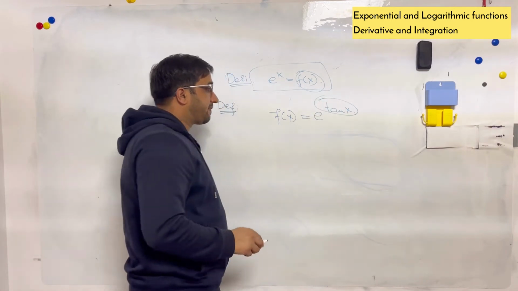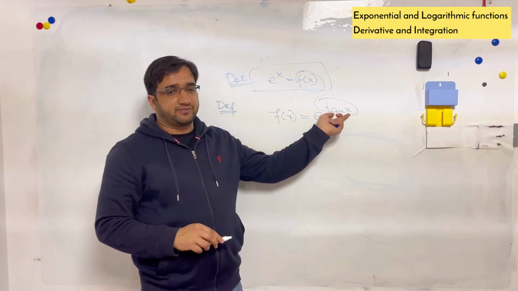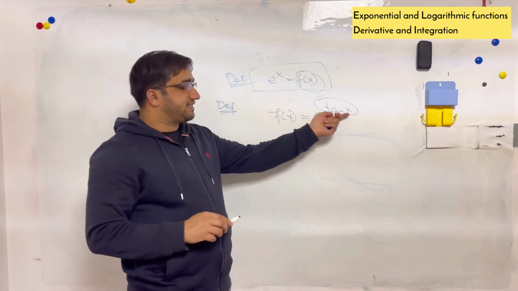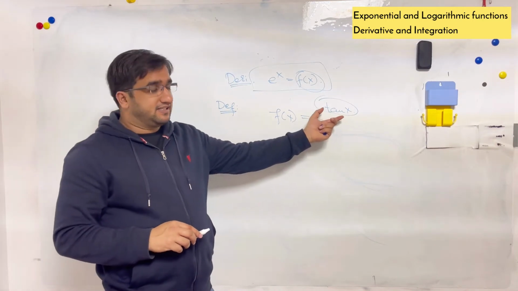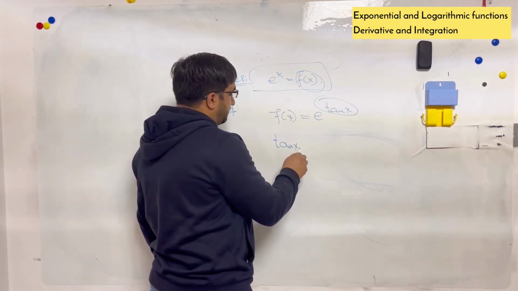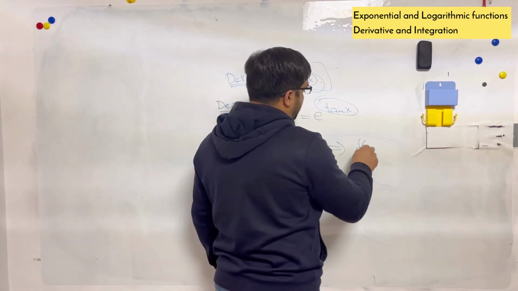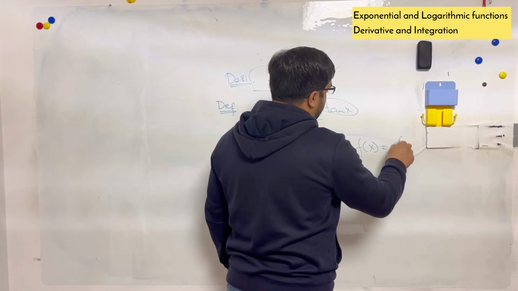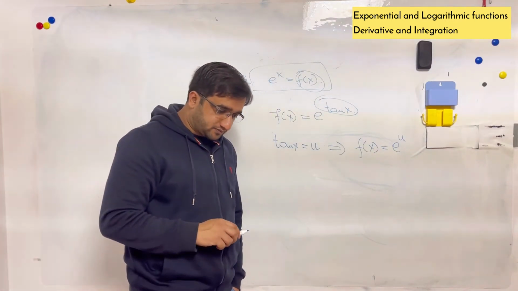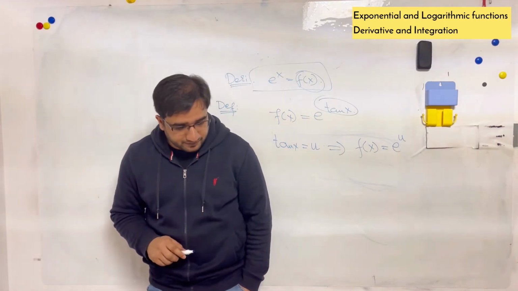Since this is another function in the form of an exponent, we can assume, to simplify, just like we were doing in the integrals, that suppose 10x is equal to u, then this f of x becomes e raised to the power u. Now, according to the rule, what should we do?